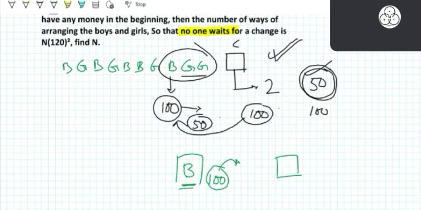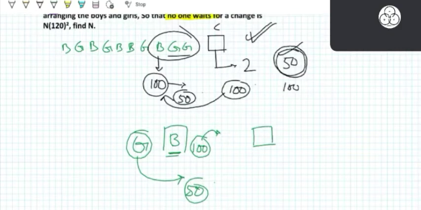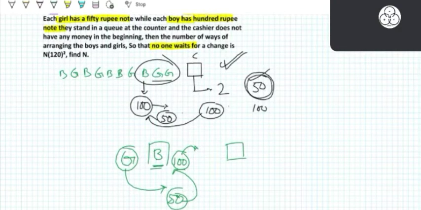Say next a girl comes. She gives the cashier 50 rupees for a ticket, then he can return the boy's change. But in this scenario, where the boy comes before girls, we can clearly observe that the boy needs to wait for cash. But in the given question, it said that no one waits for a change. So this is an invalid scenario. This is a valid scenario.